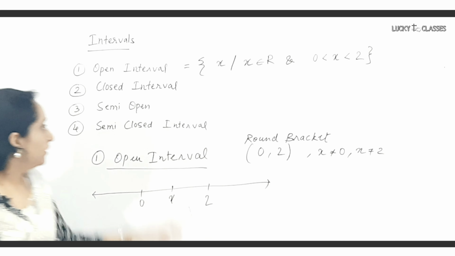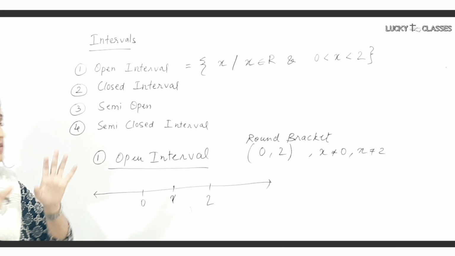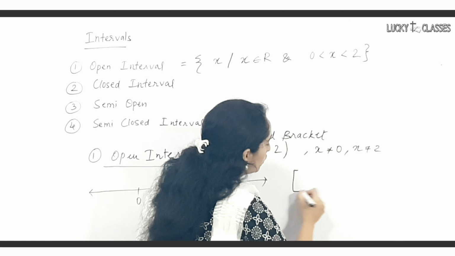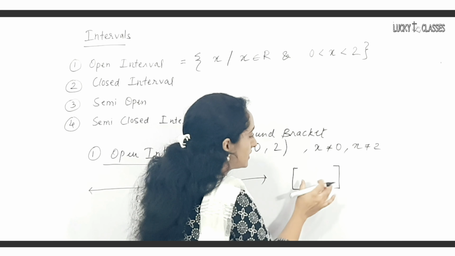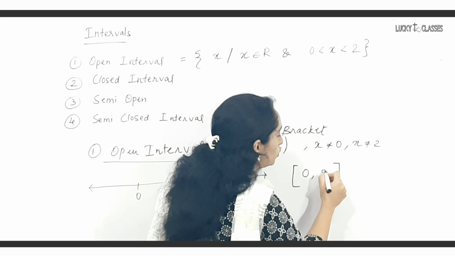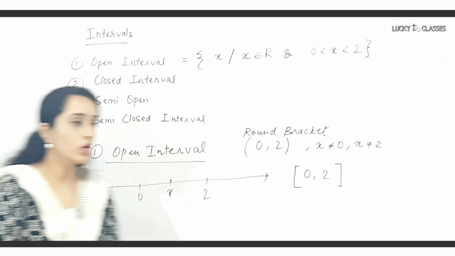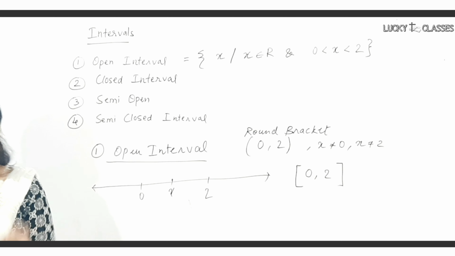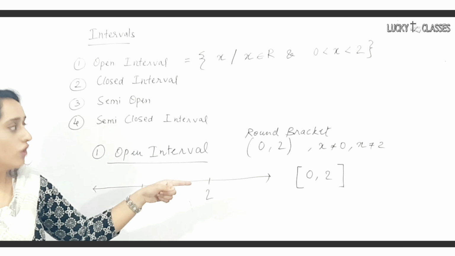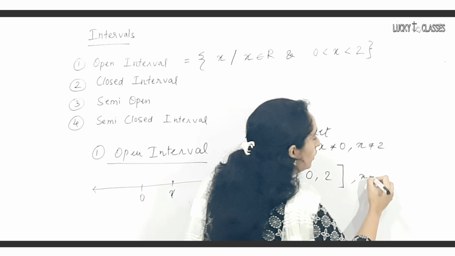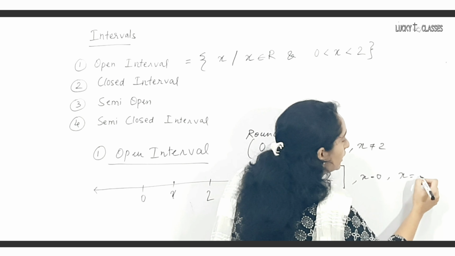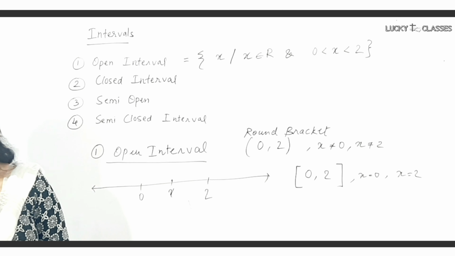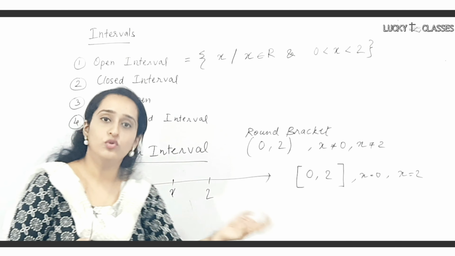Fine? Now, coming to closed intervals. Simple way. Closed interval is denoted by square bracket. For example, I'll take the same example 0, 2. Okay. Now, in this case, the concept is same. X is lying between 0 and 2. But over here, x is equal to 0 and x is equal to 2. Okay. In this case, x becomes equal to 0 and x can become equal to 2 as well.